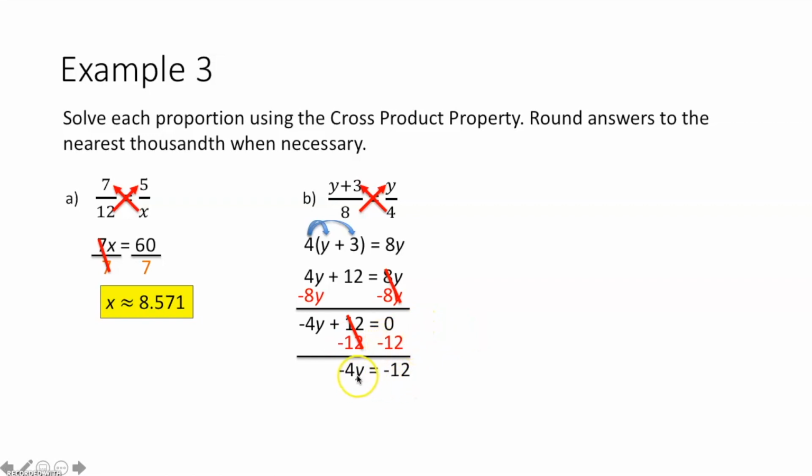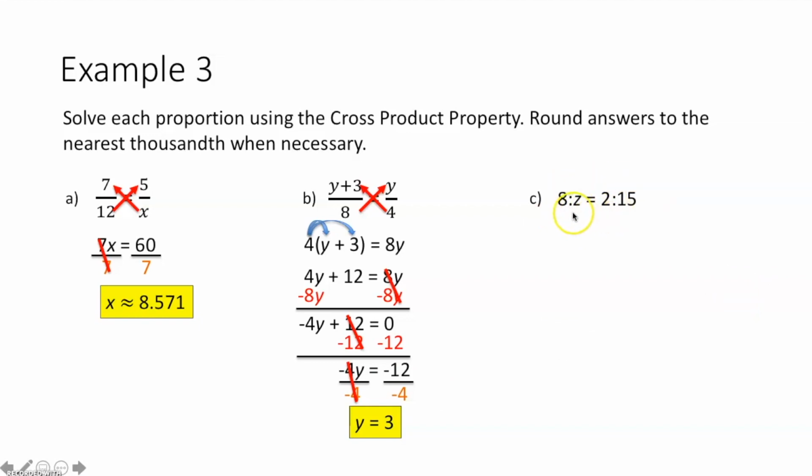Now lastly, to get y all by itself, I got to move this last constant to the right. So instead of negative 4 times y, I do the opposite. I divide both sides by negative 4, and these are going to cancel each other out. And I get y is equal to, what's negative 12 divided by negative 4? Positive 3.